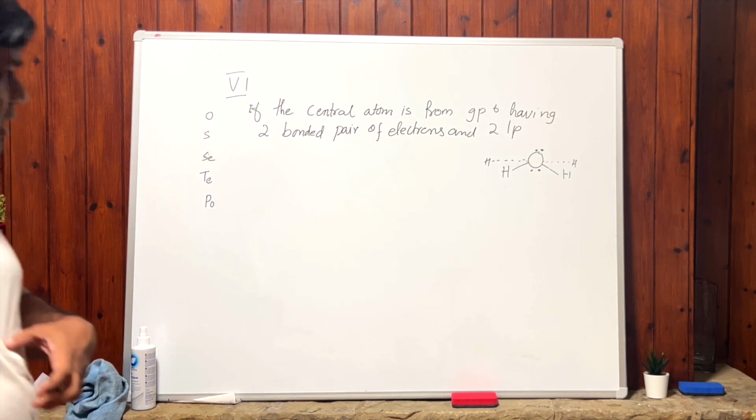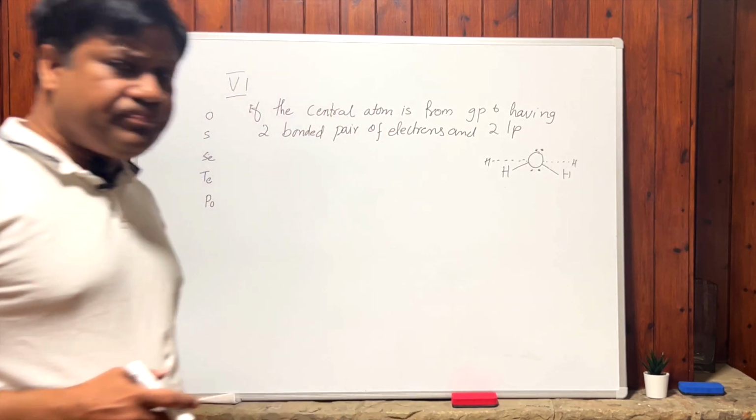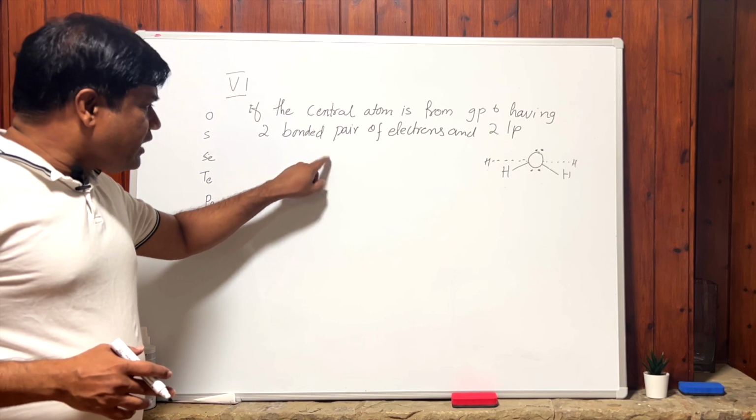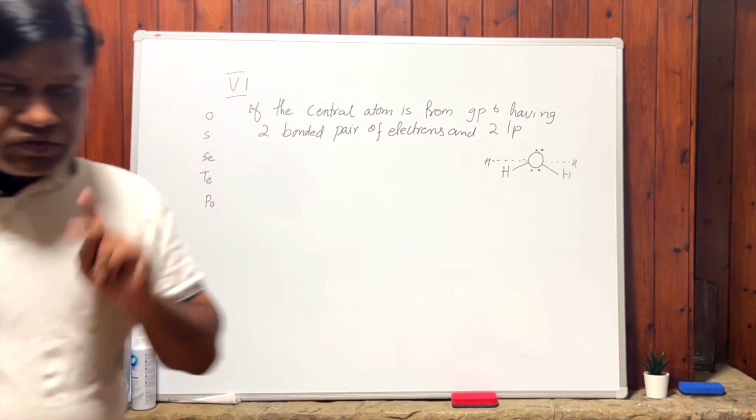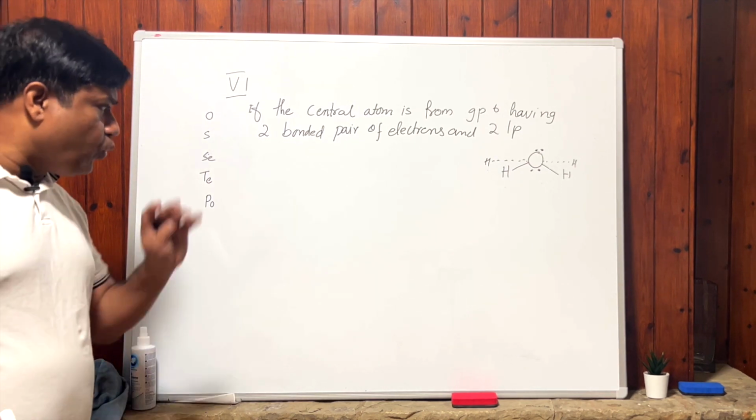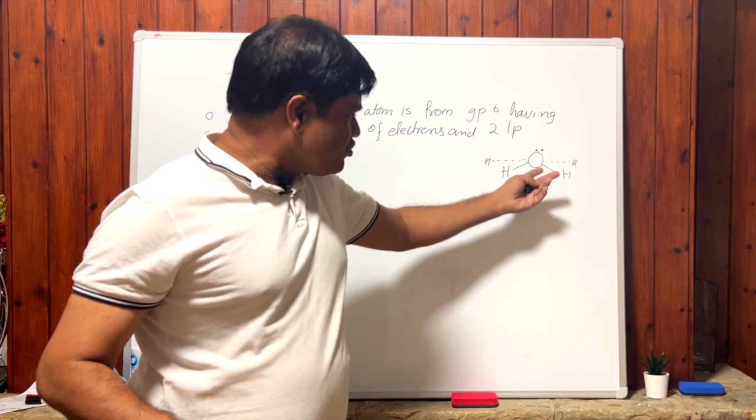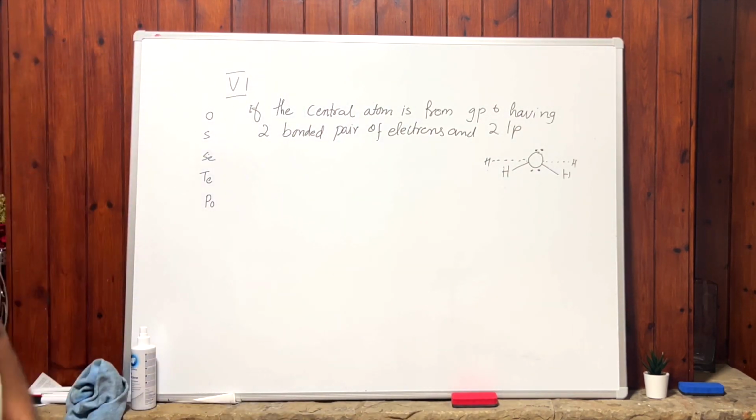I've seen in many textbooks of OCR and AQA, they have mentioned V shape. In Edexcel, I've seen it mentioned as angular. So V shape, fine, that's OCR and AQA. It looks like a V. It's non-linear due to the presence of lone pair and bonded pair.